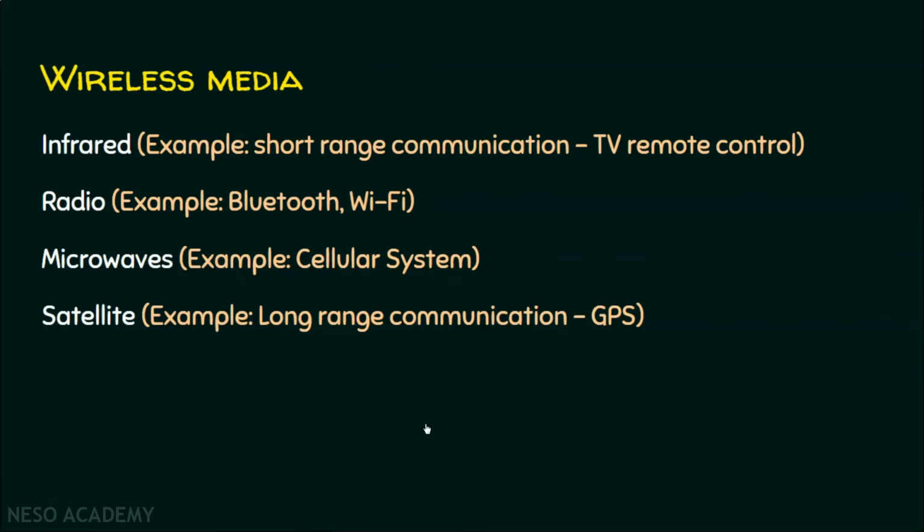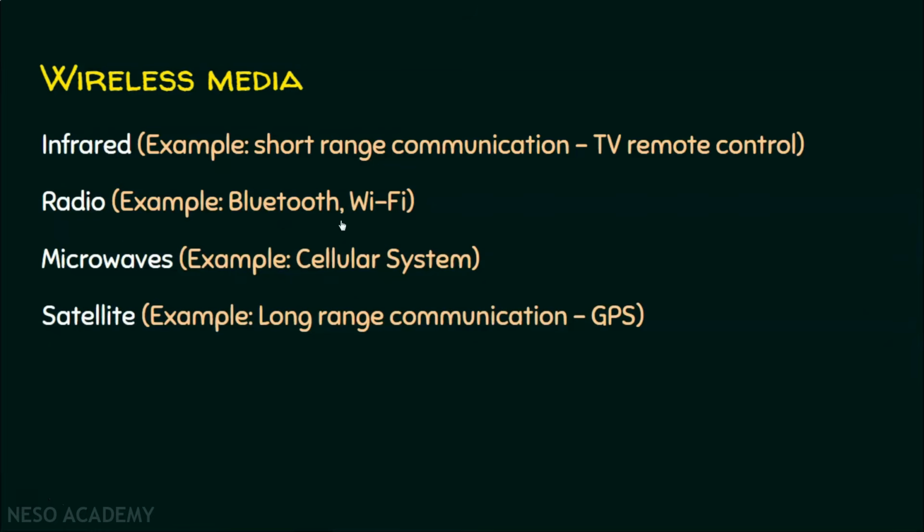Coming to the wireless media, we have infrared waves, radio waves, microwaves and satellite waves. Infrared waves are mainly used for short range of communication. Example, TV remote control. The wave between the remote control and the television is an infrared wave, and if the distance between the TV and the remote control increases, this communication cannot happen because infrared are used for short range communication. Coming to the radio wave, the range of this radio wave is higher than infrared.